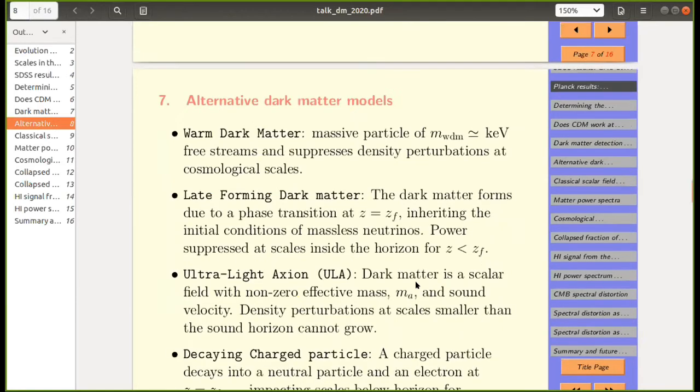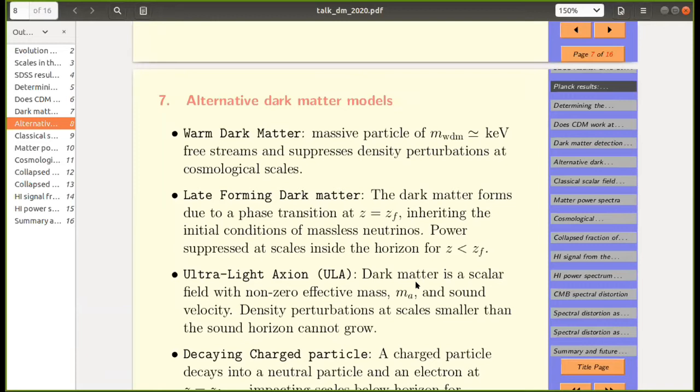So there are a whole range of alternative dark matters, and I'm going to talk about just one. But the point is, for an alternative there are always many, while for the standard there is only one. So there could be warm dark matter. Again, all of these models are motivated by the fact that we believe that there is a lack of power at small scales as compared to the CDM model. So that is the motivation for all of these models.